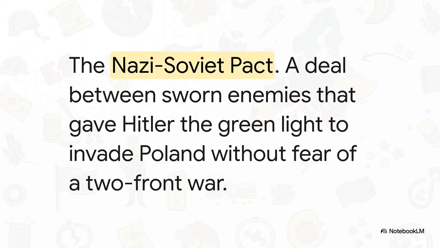And then came the final, jaw-dropping twist in the story, the Nazi-Soviet Pact. In August 1939, Hitler and Stalin, the two most bitter enemies on the planet, signed a non-aggression pact. This was it. This was the green light Hitler needed. It meant he could invade Poland without having to worry about fighting the Soviet Union at the same time. A week later, his tanks rolled into Poland, and the Second World War had begun.